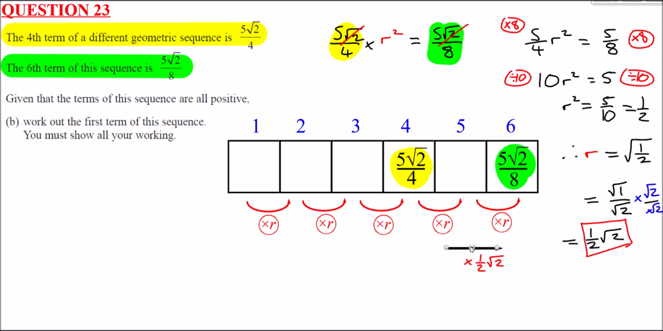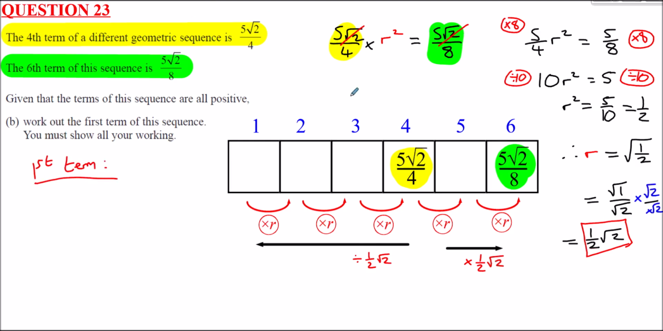But because we want to go from the fourth term back to the first term, we're actually going the other way round. So from the fourth term down to the first term, we're going the opposite way, so we'll be doing the opposite thing. So instead of multiplying by 1/2 root 2, each step will be dividing by 1/2 root 2. So the first term, we can now consider how to work this out.